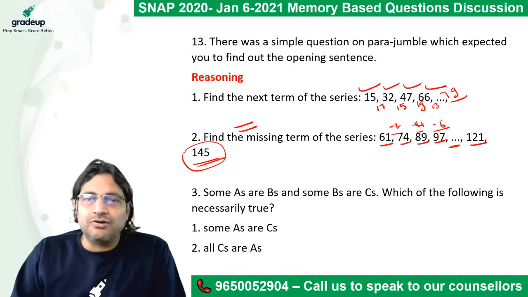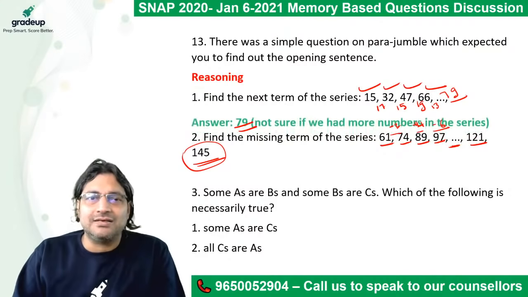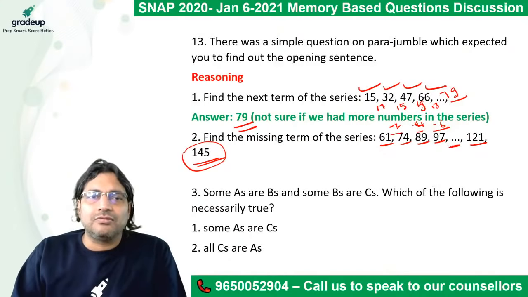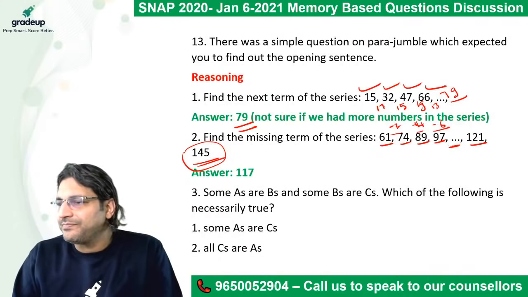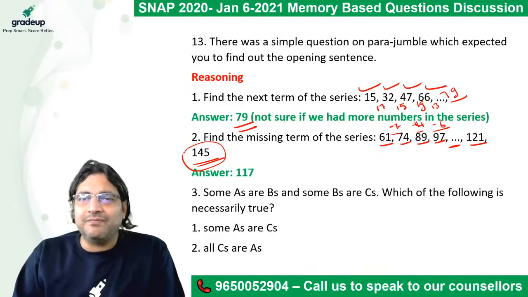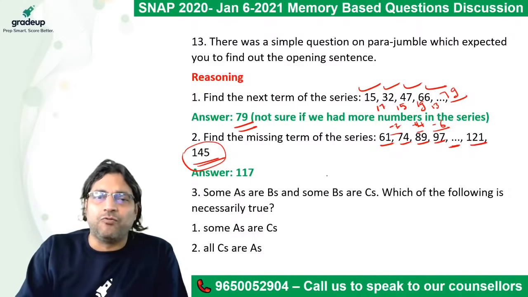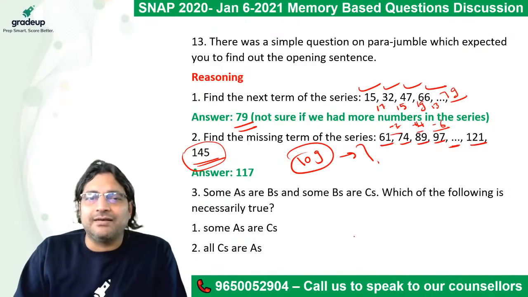Okay, 109 or 103, these are the two options we have here. So let's look at the answer. Answer to question number 1 is 79. Answer to question number 2, in our opinion, is 117. But many people are saying 109, so I would want you to explain to me why 109.